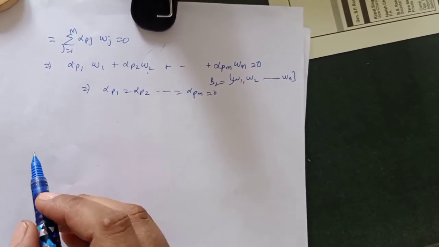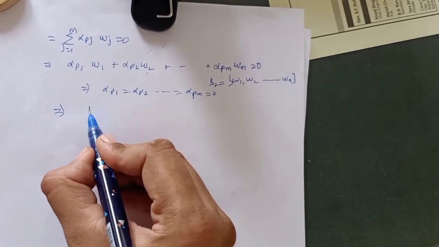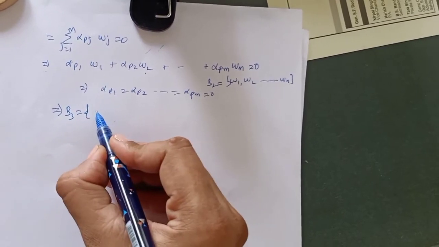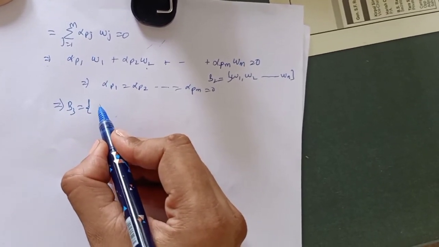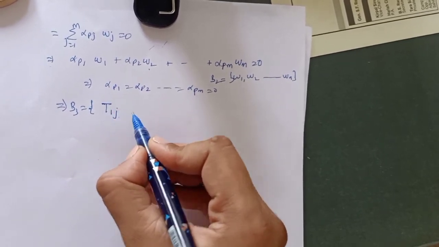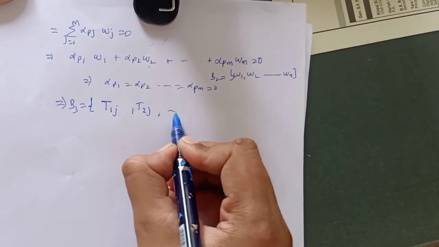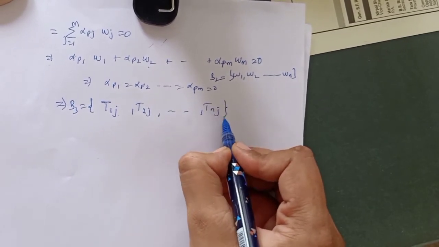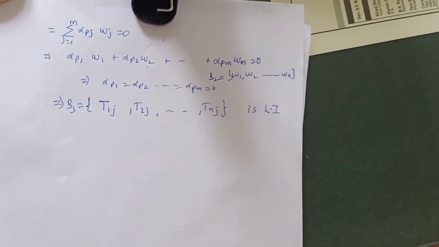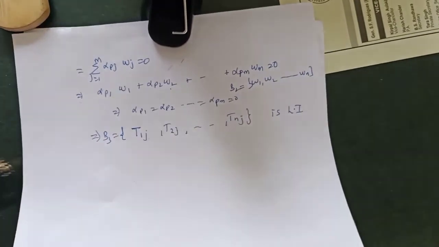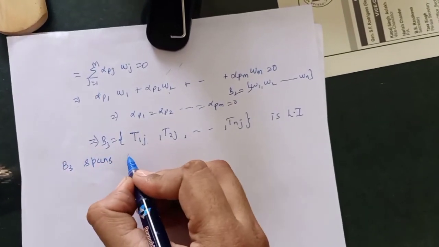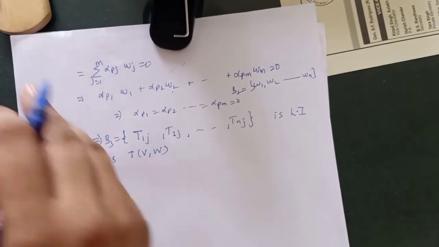So this implies that the basis B3 that we chose, which was T1j, T2j up to Tnj, of m into n elements, is linearly independent. Now we shall prove that this set B3 spans the vector space of all the linear transformations from V to W.